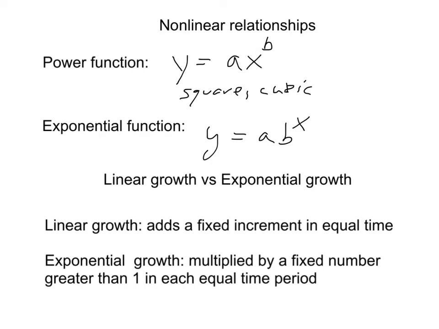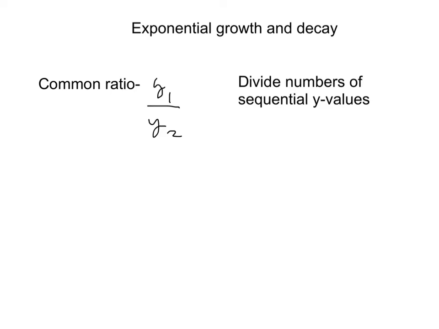And then we also have exponential growth. This is when it's multiplied by a fixed number greater than 1 in each equal time period. That's when you're going to have something like this, which makes it increase more rapidly. And so here we get into what's called exponential growth and decay. One of the first things to know about exponential growth and decay is that there's a common ratio.